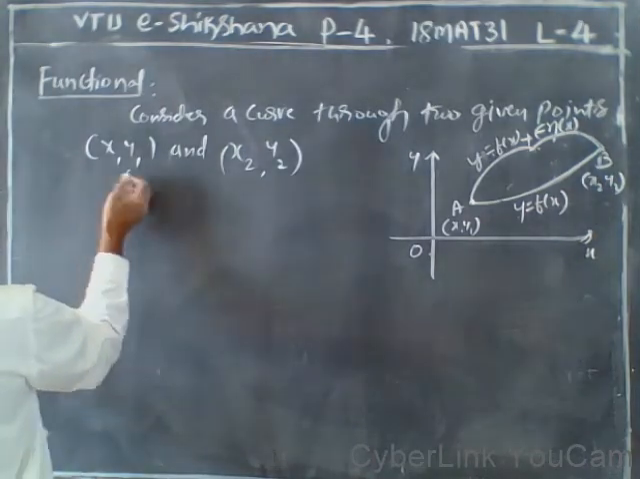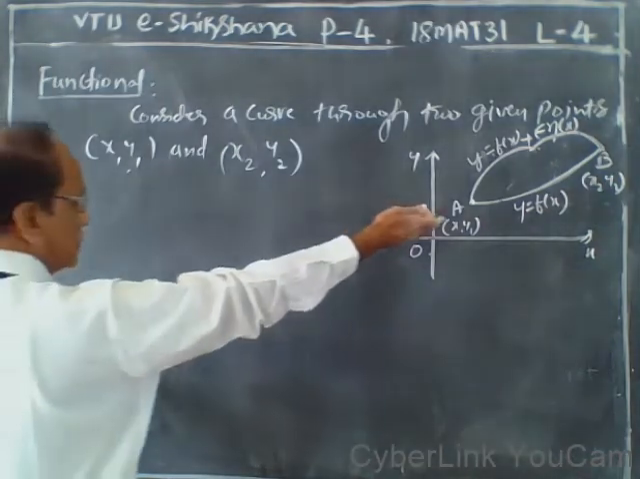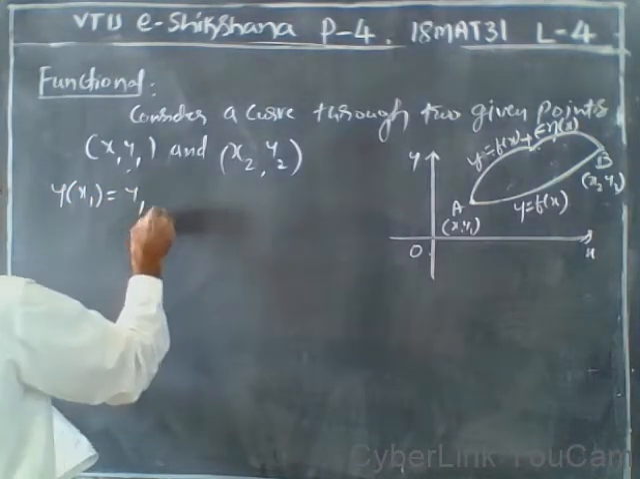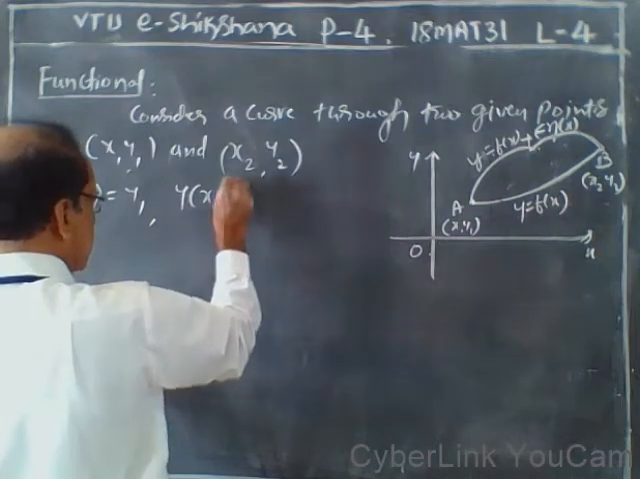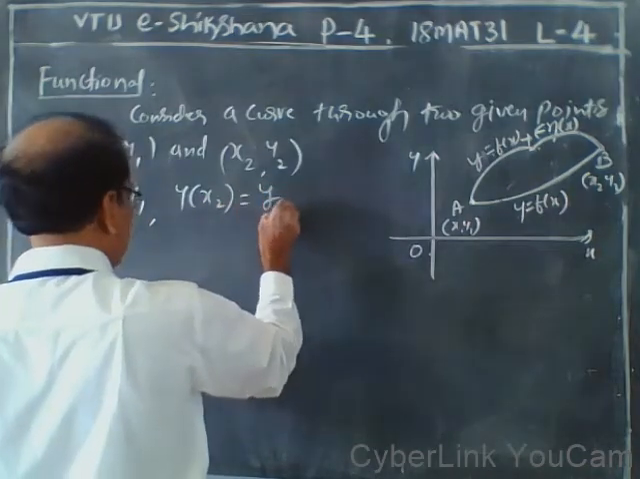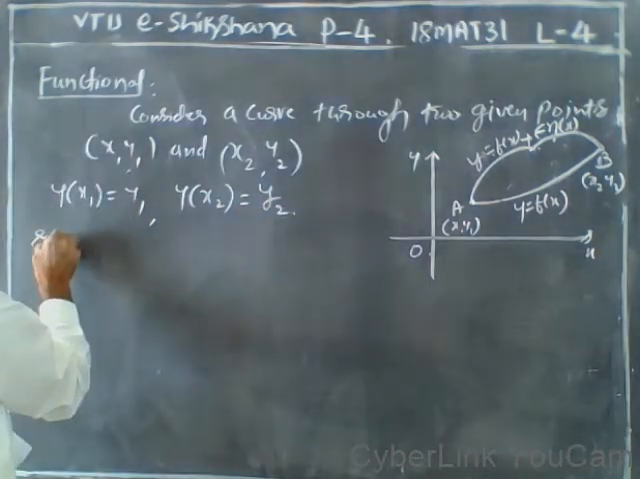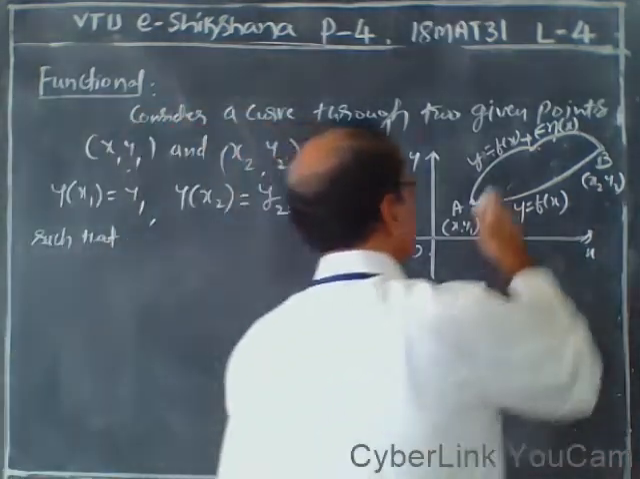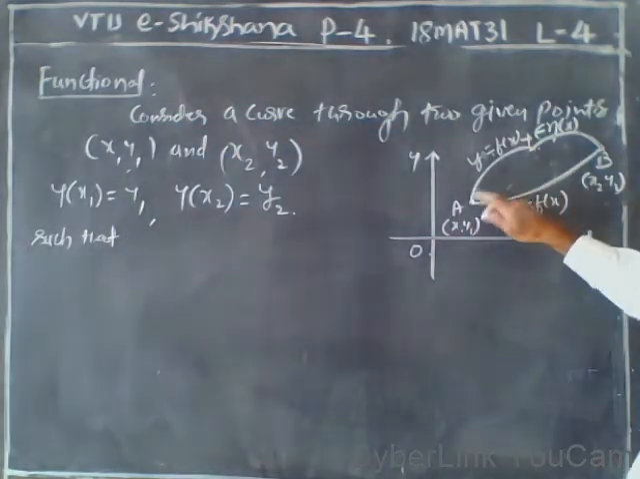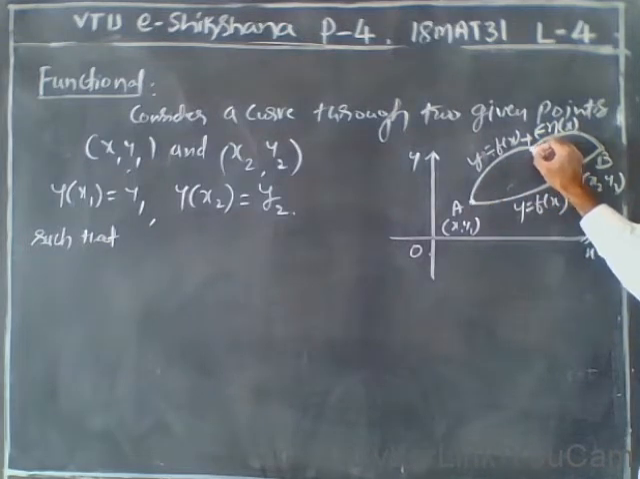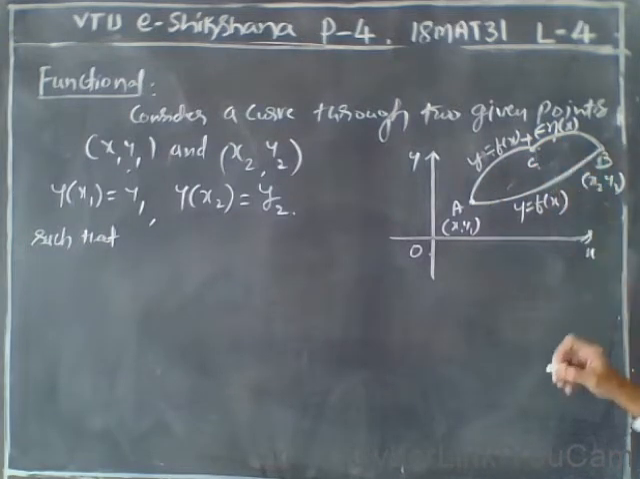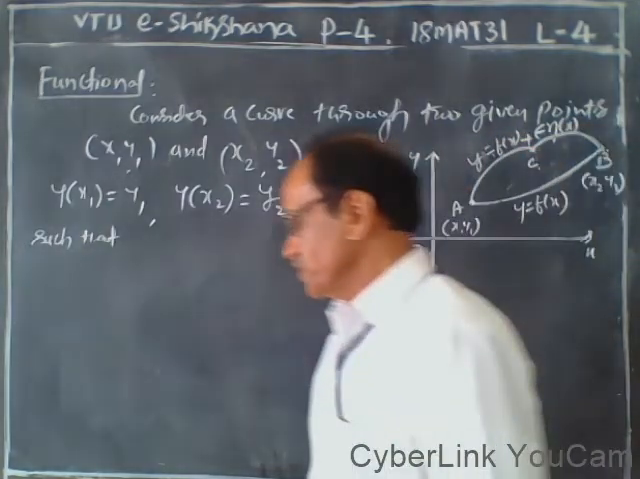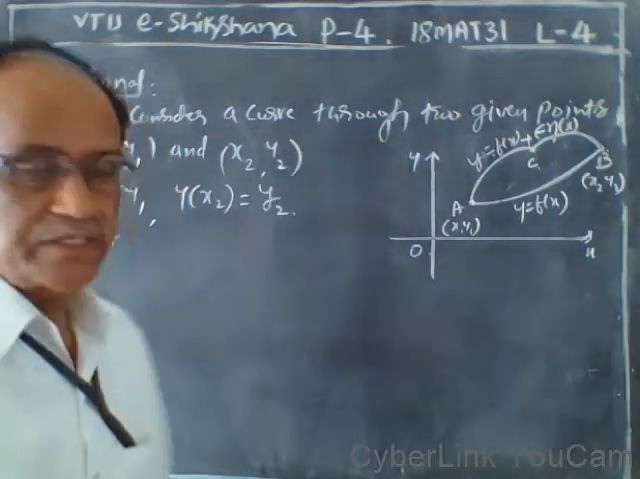So we call here the values, that is y at x1 is equal to y1 and y at x2 is equal to y2, such that there is a deviation from A to this point, for example C if you take, and from this point onwards it takes the continuation and it reaches B.